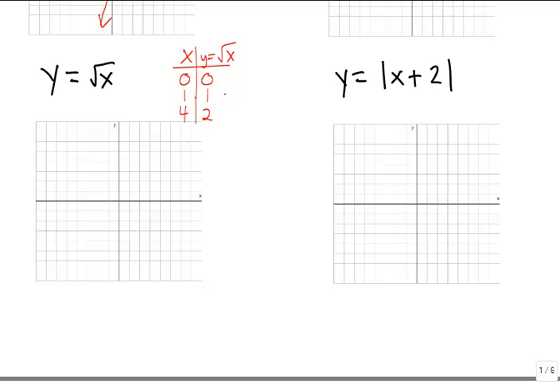Let's go ahead and plot these. (0, 0) is at the origin, then (1, 1), and then we're going to go over to (4, 2). And a square root graph always starts at the origin and arcs slowly up to the right. And that is our typical square root shape before you shift it or flip it or do anything crazy like that. Now what's the pattern involved here?